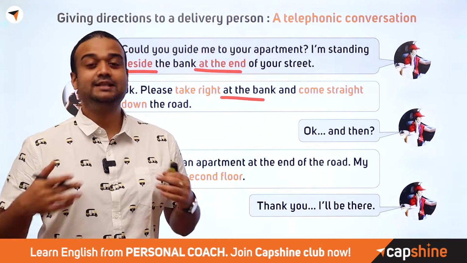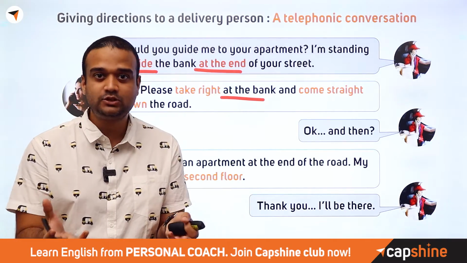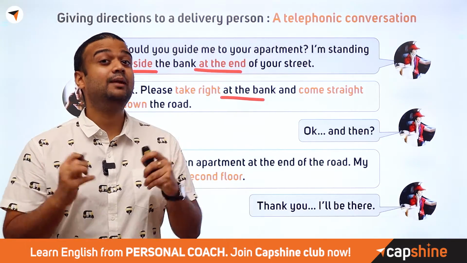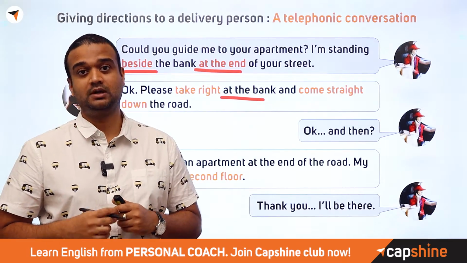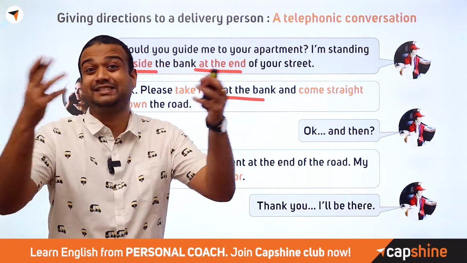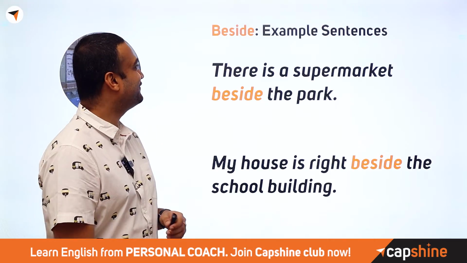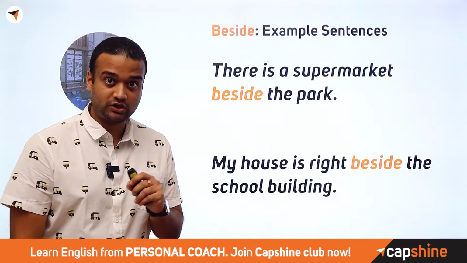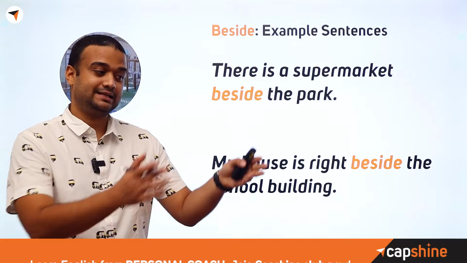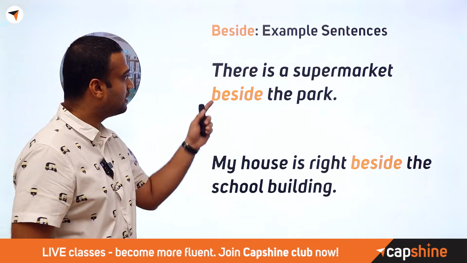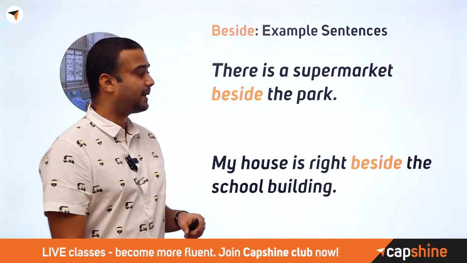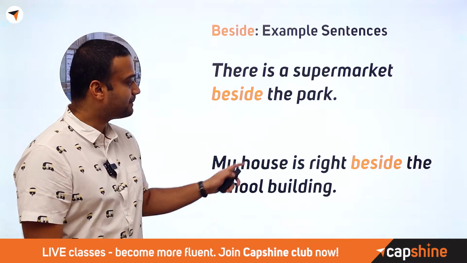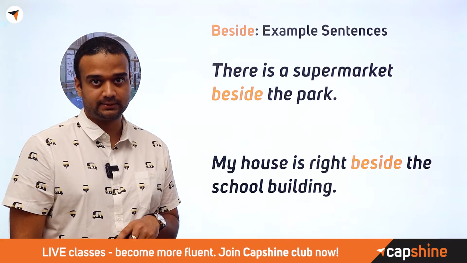Let's break this down. Let's look at the language used, the kinds of phrases we use, and where we can use them and what it means. This can help you give accurate directions to people when they want to find you or you're sending them somewhere, right? So the first one is beside. Beside can be used in different contexts. Usually it means next to or close to. For example, there is a supermarket beside the park. Next to or close to the park. My house is right beside the school building.